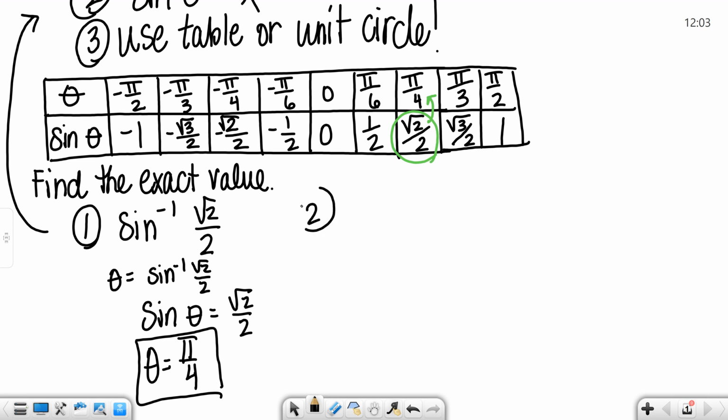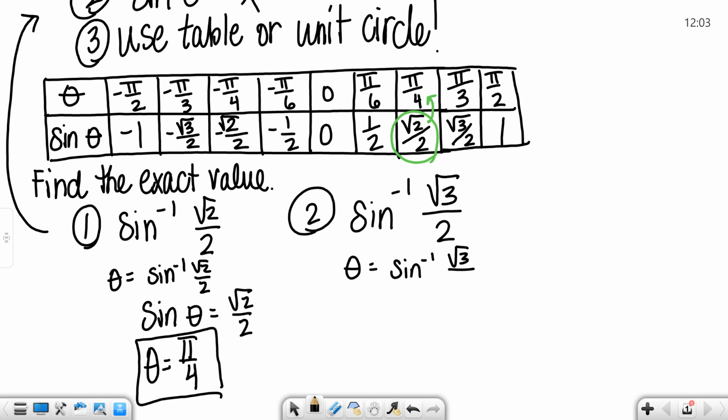Okay, let's try another one. Let's do the inverse sine of the square root of 3 over 2. We start by saying theta is going to equal that thing, which means I can rewrite it to say the sine of theta is the square root of 3 over 2. So go to my table, find the square root of 3 over 2, and what theta goes with that? Theta is pi over 3.